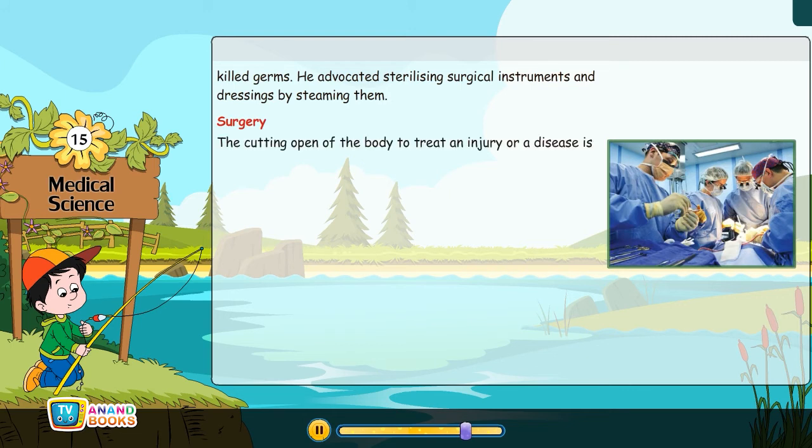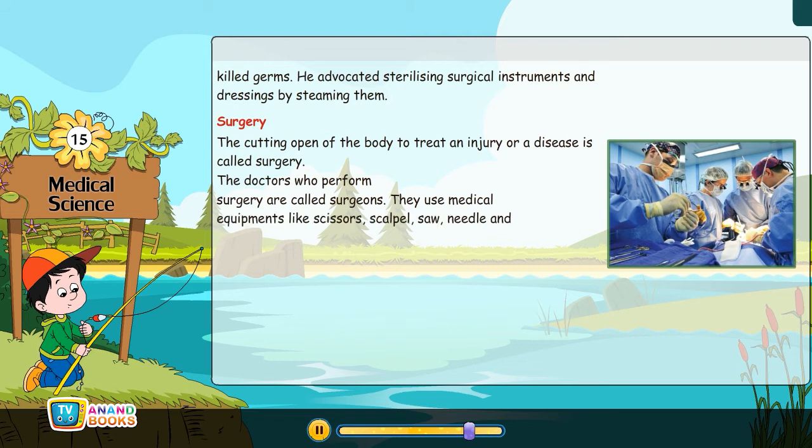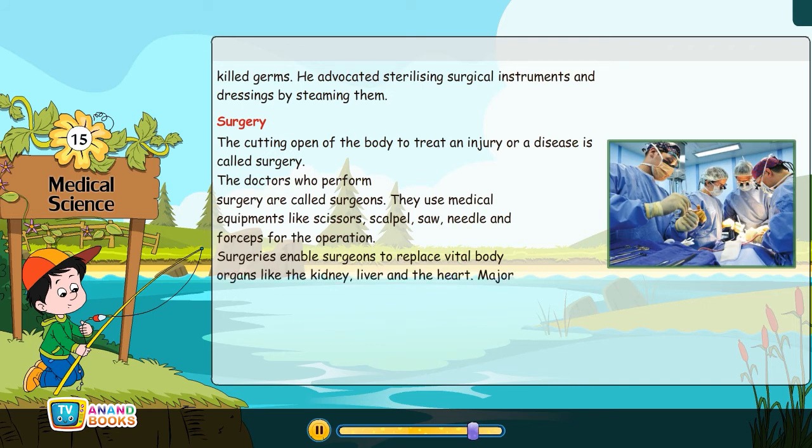Surgery. The cutting open of the body to treat an injury or disease is called surgery. The doctors who perform surgery are called surgeons. They use medical equipments like scissors, scalpel, saw, needle, and forceps for the operation. Surgeries enable surgeons to replace vital body organs like the kidney, liver, and the heart. Major surgical operations are conducted on the brain and heart.